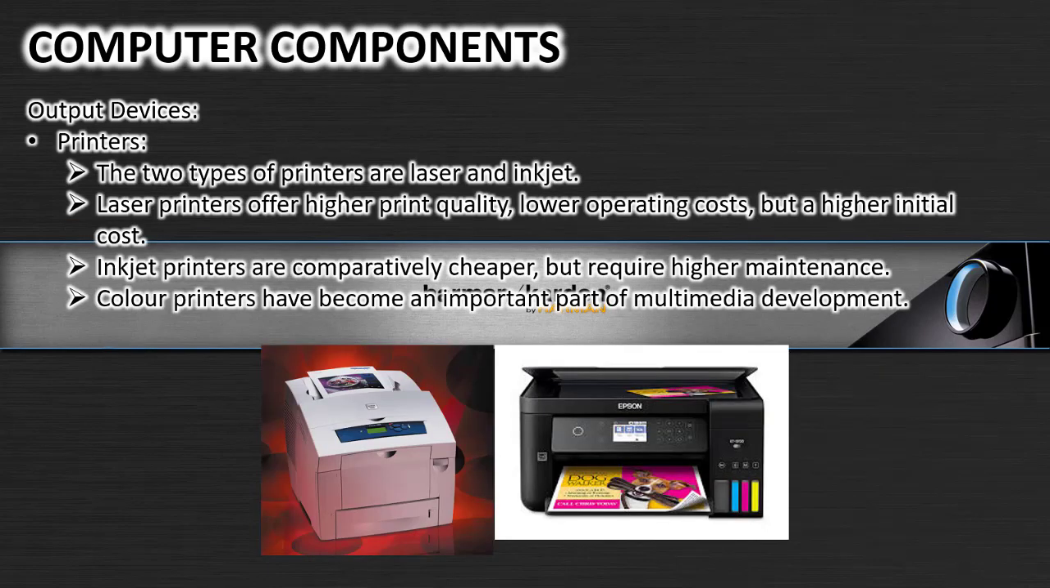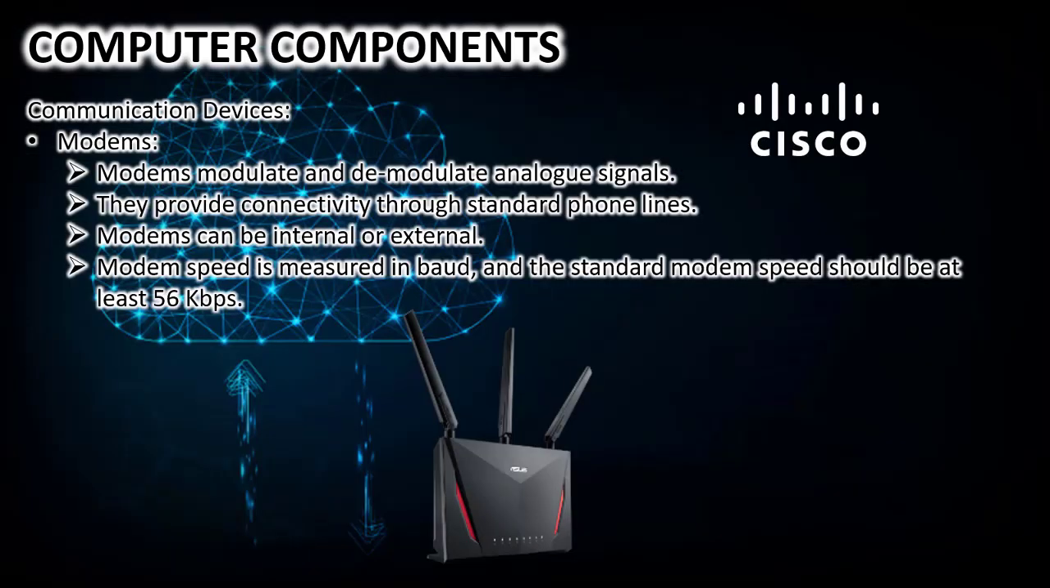Next, we have the printer as an output device. There are two types of printer, which are the laser jet printer and the bubble jet printer, which is also known as the inkjet printer. Next, we will discuss communication devices.